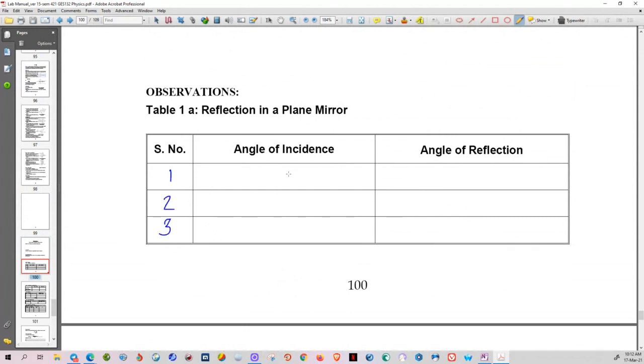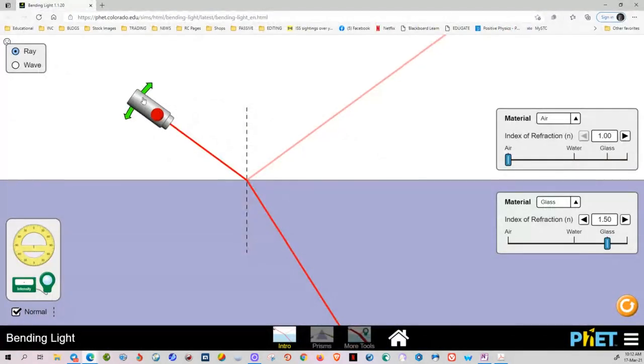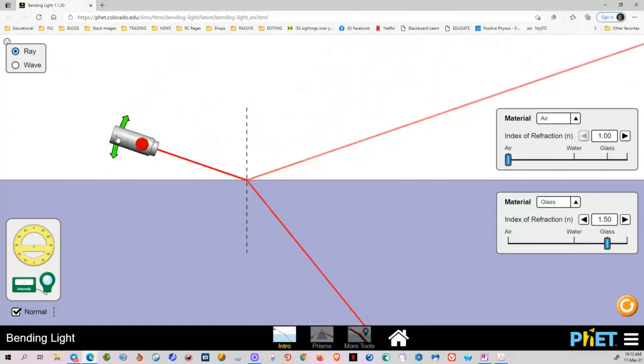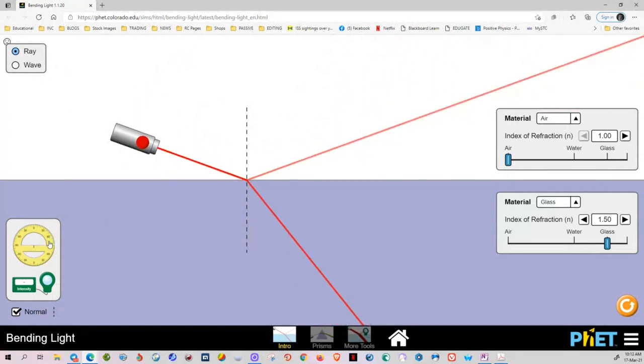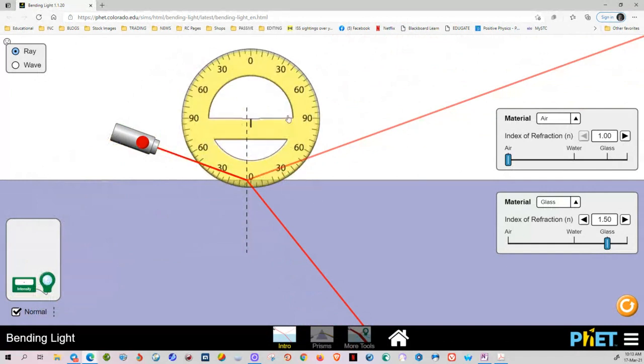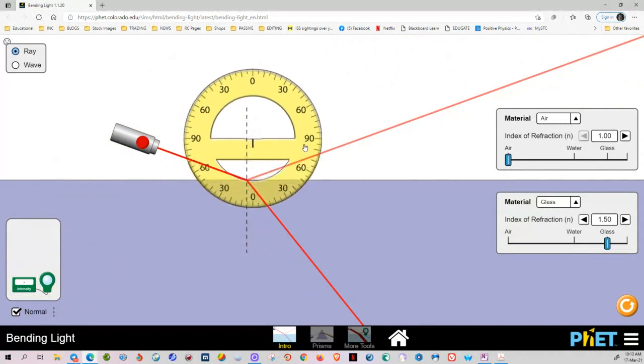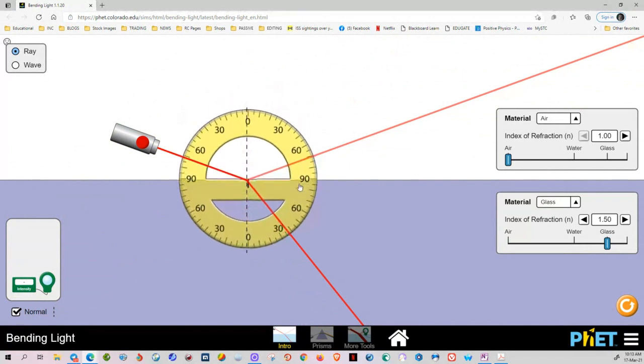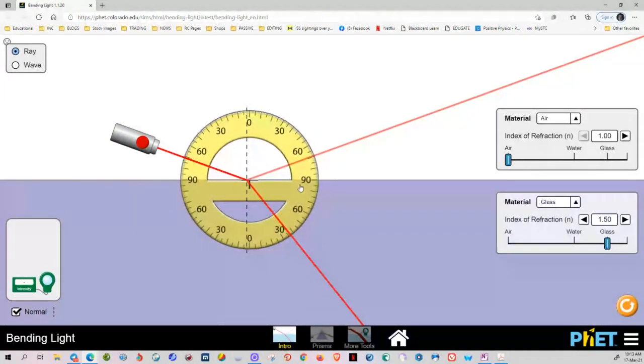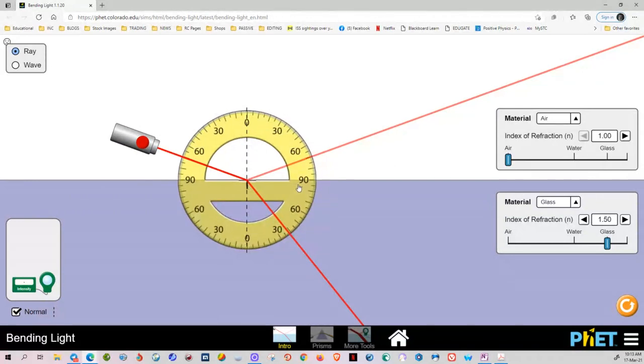What are the angles that we are going to measure? We can measure 30, 45, and 60-degree angles. So let's go to our simulation, and I want you to make the angles 30, 45, and 60. How do you make those angles? You take the degree scale and align 0 on the normal line, and 90 on the surface of the mirror.